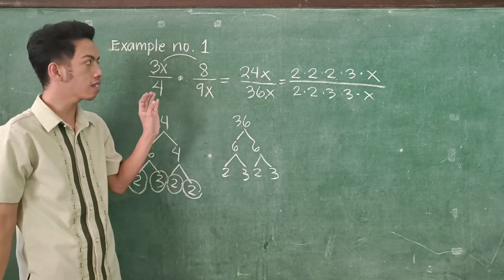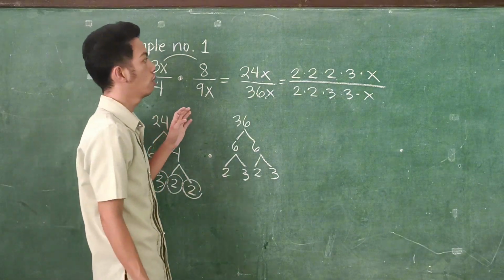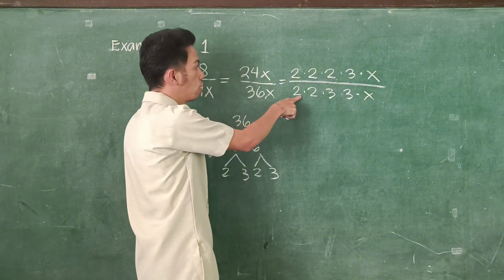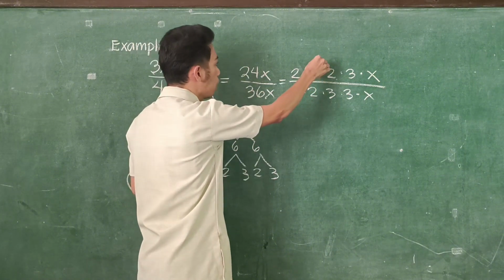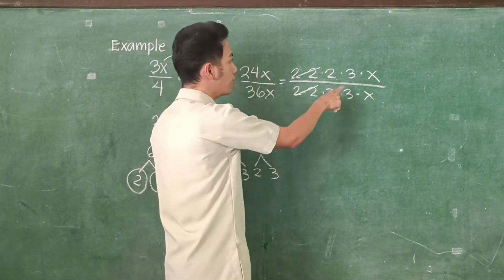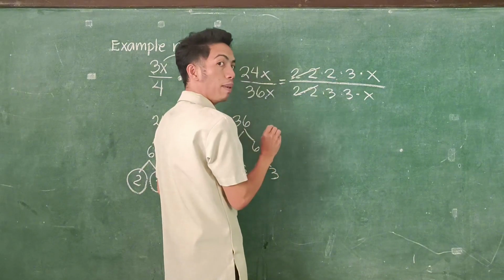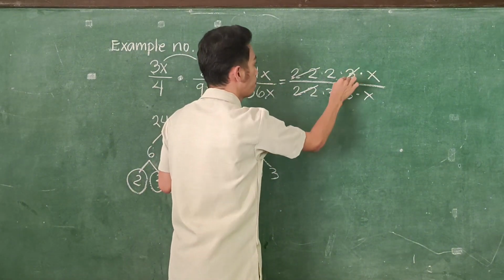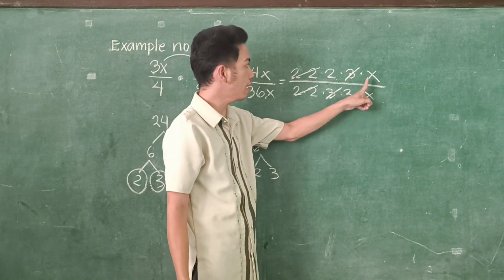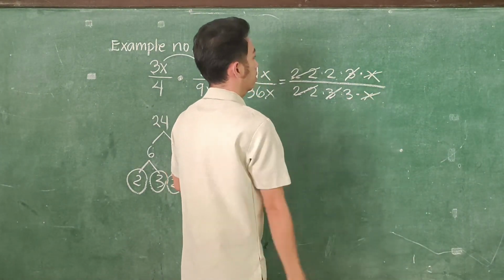We are going to do step number 3, cancel all the common factors. So, dun sa numerator at sa denominator, parehas sila na may 2. So, we can cancel dalawang 2 sa taas at dalawang 2 sa baba. Doon sa taas, may isang 3. Dito, dalawang 3. So, tig-isa lang ang pwedeng makakancel. So, we have 3. Then, since parehas din sila na may x, we can cancel yung ating x.